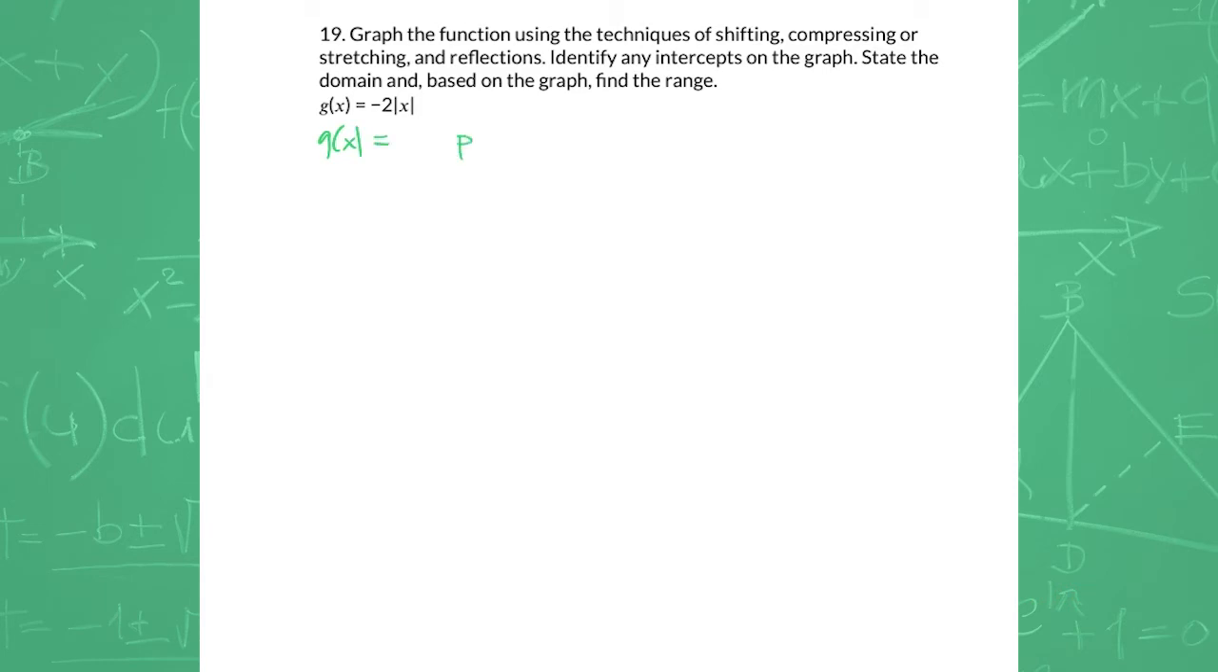That is a parent function that's being multiplied by some negative constant. So we know that we can conclude two things about our transformation. One, there's going to be a reflection across the x-axis because our outputs are being multiplied by a negative number. And two, there's going to be a vertical stretch because our outputs are being multiplied by a constant number that has an absolute value that's greater than 1. So our input and output, x and y, is going to be transformed to x and negative 2y.